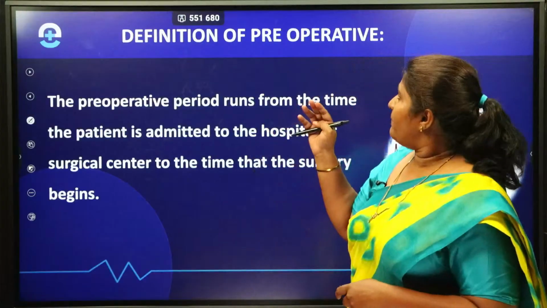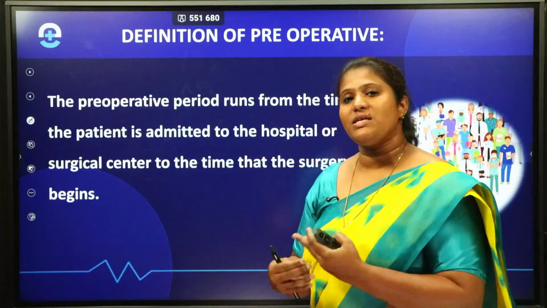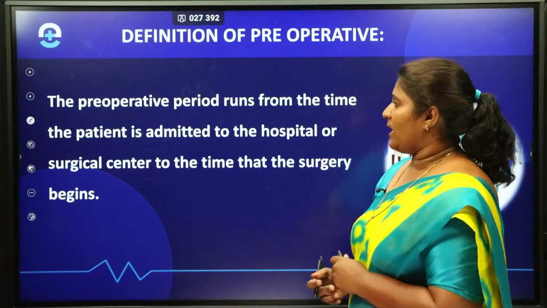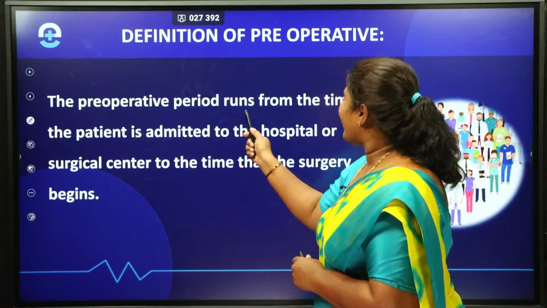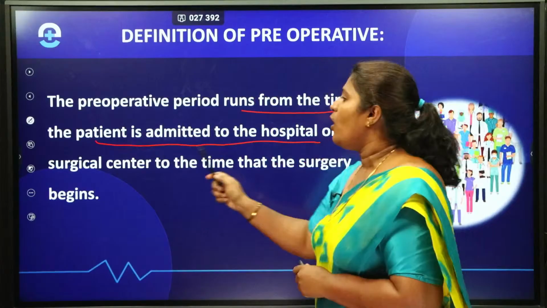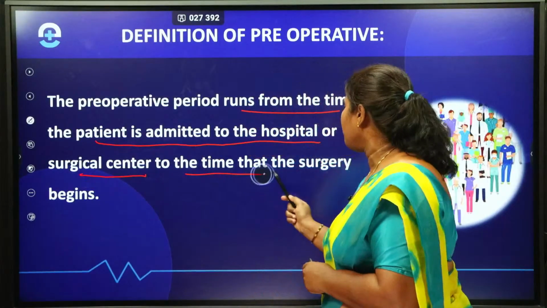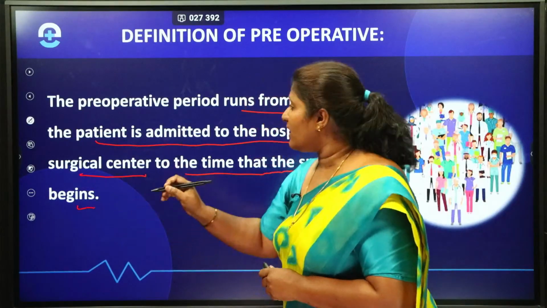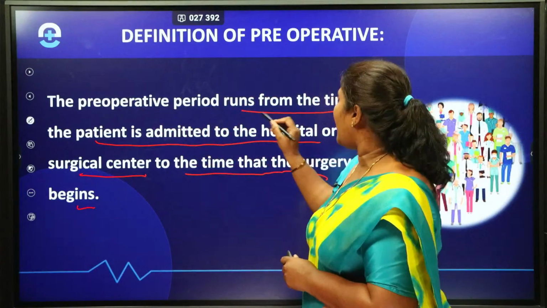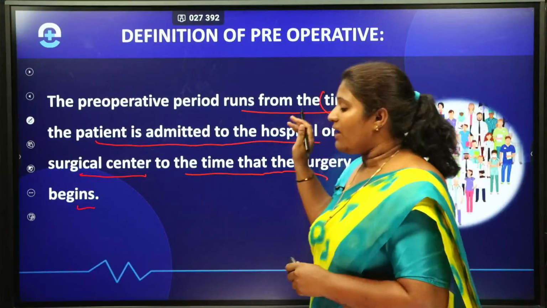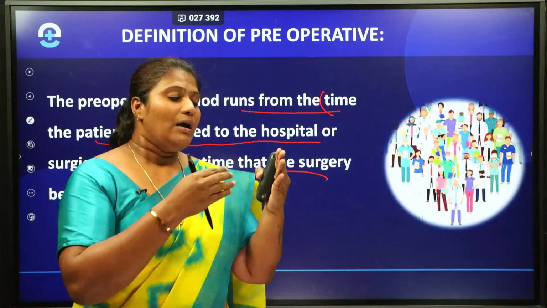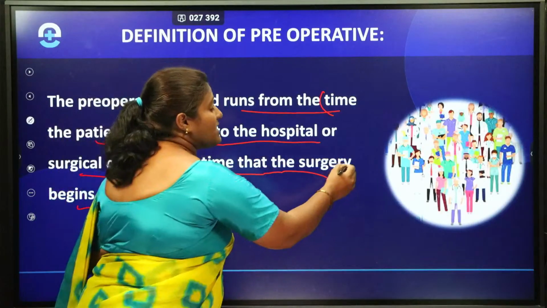Next, now we are going to see about the phases of perioperative care. So, definition of preoperative care. The preoperative period runs from the time the patient is admitted to the hospital or surgical center to the time that surgery begins. So here itself they mention when the preoperative period will start. The preoperative period starts from when the patient is admitted to the hospital until the surgery.